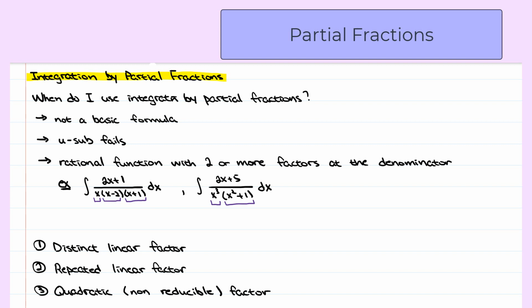There are three cases for the partial fraction decomposition. The first one, if you have distinct linear factors, and that is the case for the first example. All the factors in the first example, the x minus 2 and x plus 1, are all distinct linear factors. In the second case, you can have a repeated linear factor. That is the x cubed in the second example.